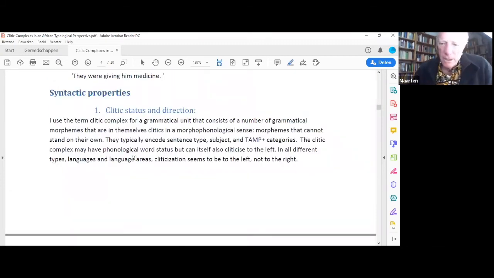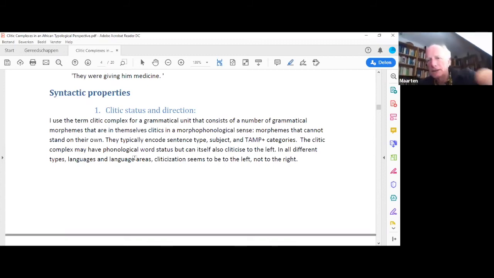So I will go on about the syntactic property. I use this term clitic complex, and the term clitic can cause confusion, because people understand different things by it. It can be seen as a syntactic thing, and in syntactic theory you would call this a clitic. And it can be a phonological, morphological thing, something that doesn't have a word root and needs another thing to be a word. I use it in both meanings.